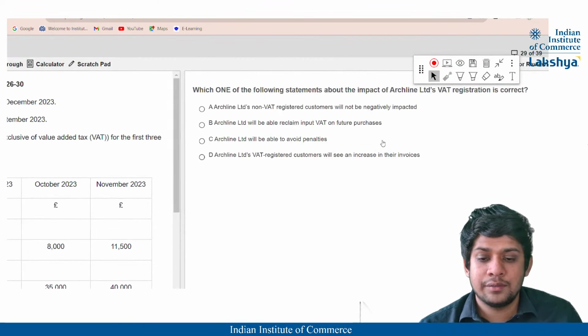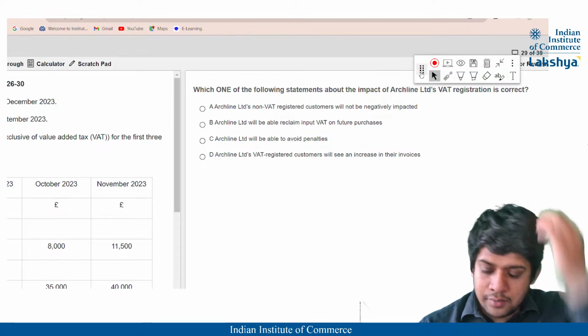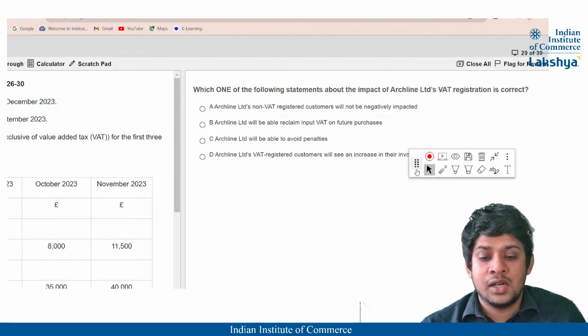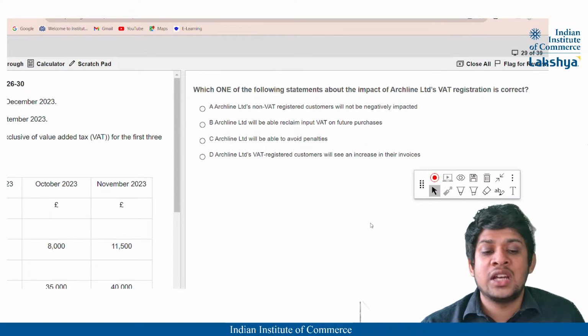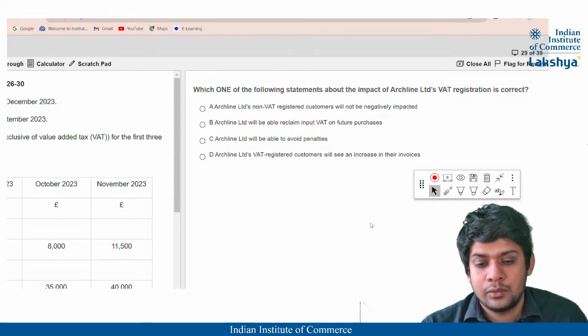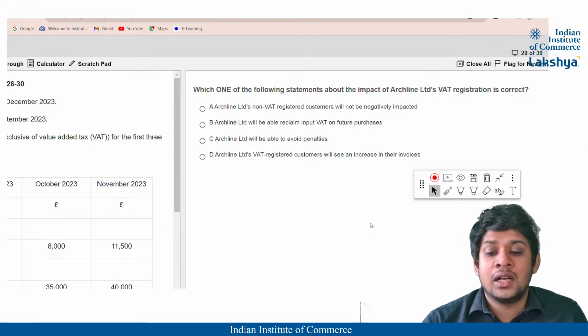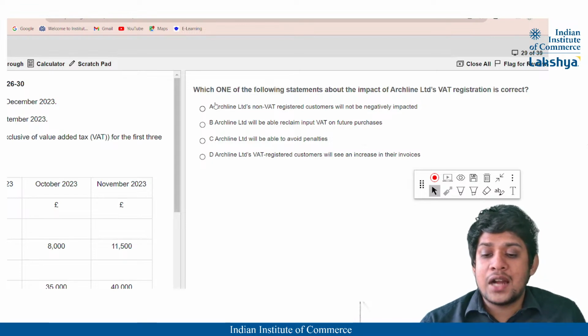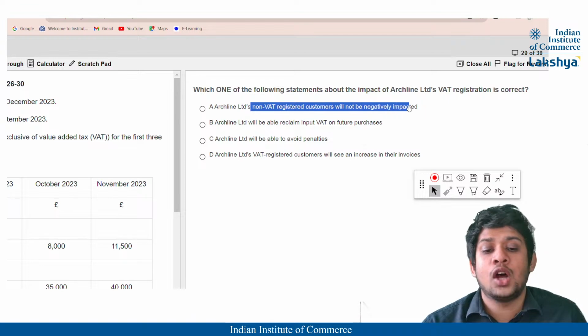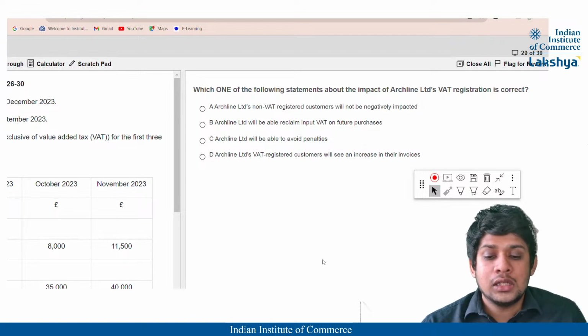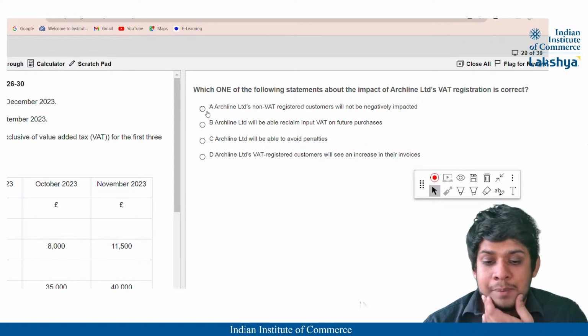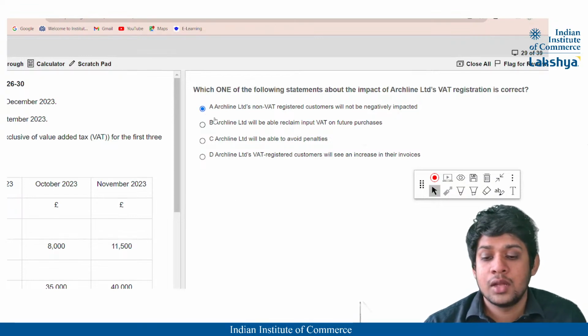Moving on to the next question. Okay, so they're asking which one of the following statements about the impact of Archline Limited's VAT registration is correct. So you have to say which of these statements about the voluntary registration for VAT for Archline Limited is correct. Archline Limited's non-VAT registered customers will not be negatively impacted. Yes, that is correct. So A option is correct.